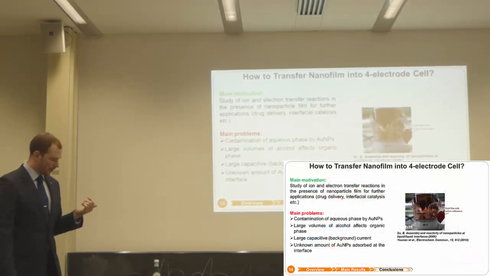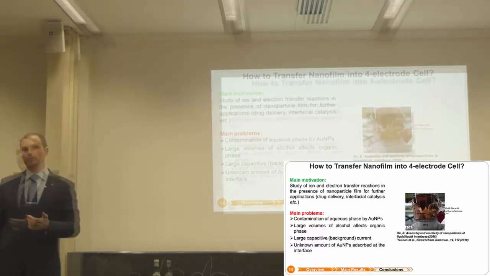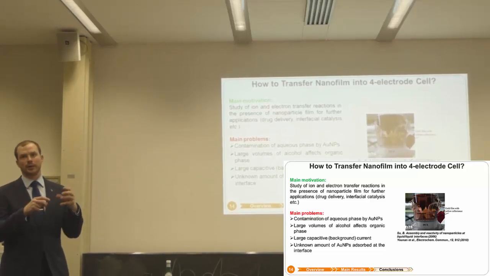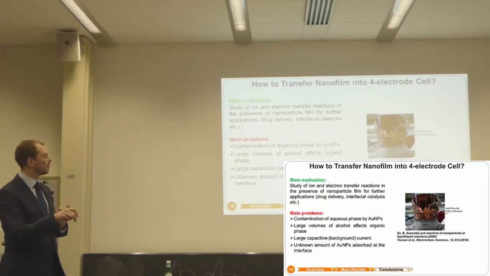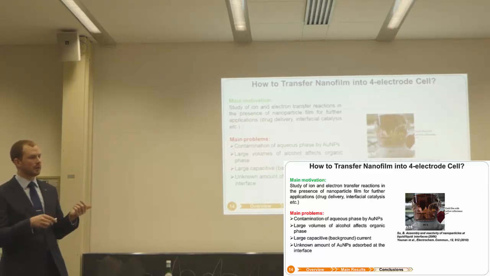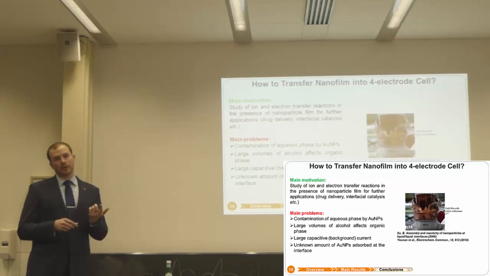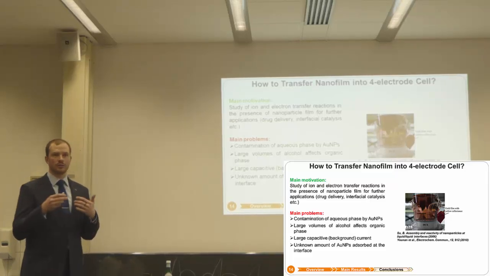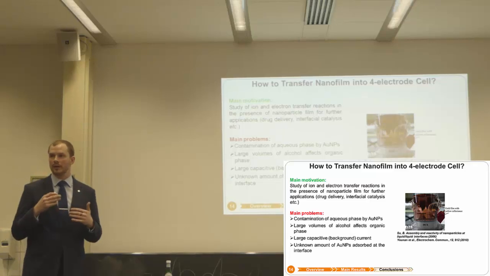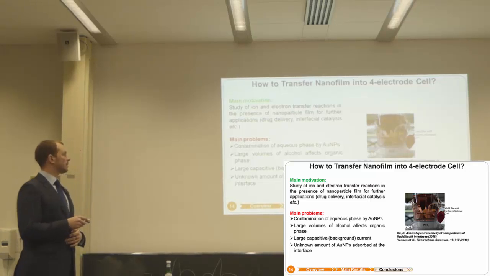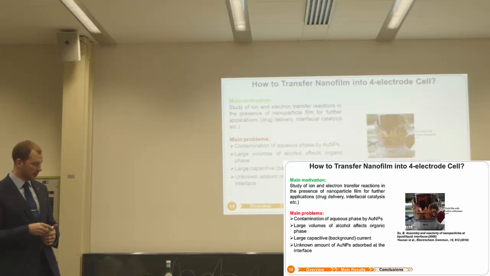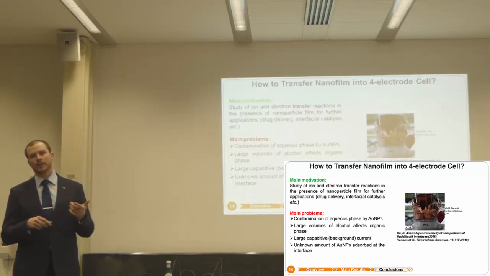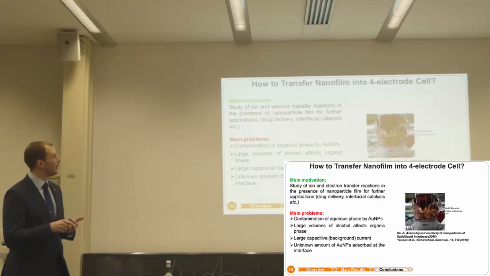So the main question for that part of my work was how to transfer such a film from the system that we can prepare, as a shaking, into an electrochemical cell without contamination and so on. And this is very important if we want to go further to drug delivery systems, some special catalysis and so on, to know and to characterize our system correctly. However, there are several problems. For example, all previous methods significantly contaminate both phases, either with methanol or ethanol, or with nanoparticles.